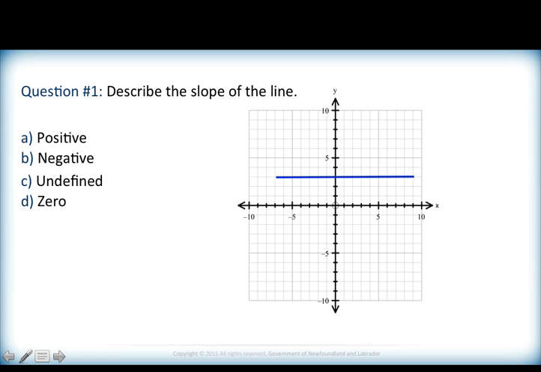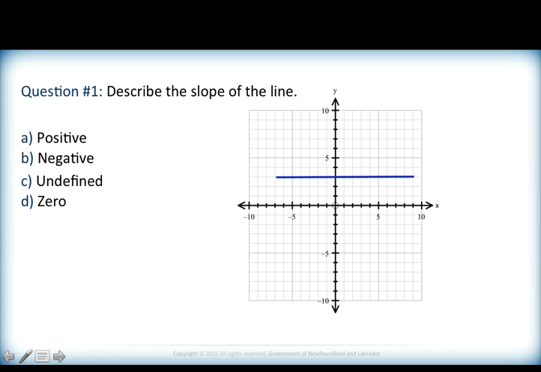If it is undefined, this will be a vertical line, since we know that the vertical line does not have any run, but it will have rise. So rise divided by 0 will be undefined. And 0 would be a horizontal line, since we can have no rise, but there will be a run. So 0 divided by the run will give us 0.